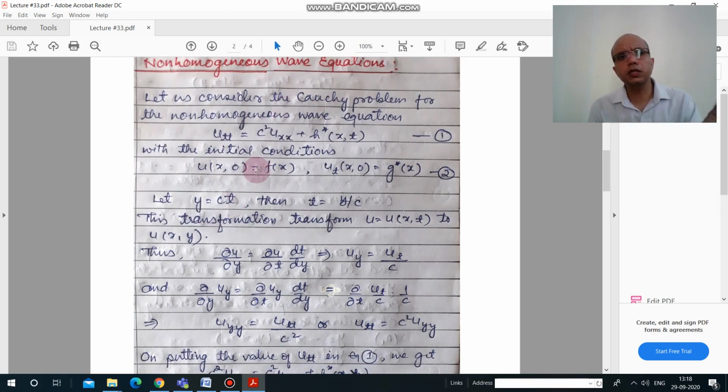Okay. Now to solve this problem, since this problem has this function also, we'll assume one transformation that will transform t into y, meaning from x,t we will now have the coordinates x and y. For this we have assumed the transformation y equal to ct or t equal to y/c. Clear? So now we will change this function from x,t to x,y.